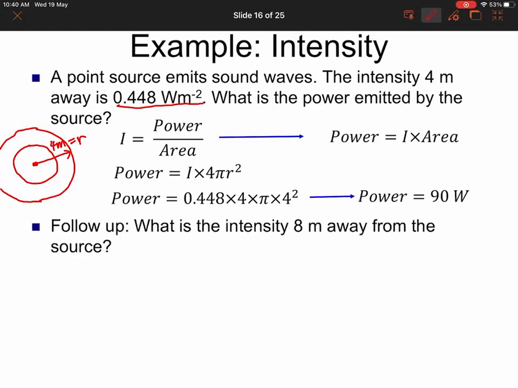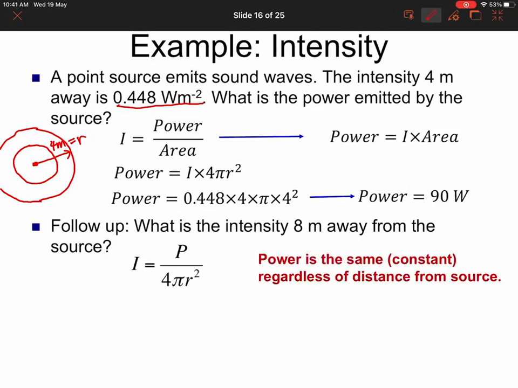Right, and then what if you're 8 meters away from the source? So you double the distance. From 4 meters, you go to 8 meters. How quickly will the intensity change if you double the distance? What will be the new intensity? If we did the same calculation, the power is the same. It's the power at the source. So it will be the same 90 watts that you've solved earlier. What changes is the intensity as you go farther away from the source.